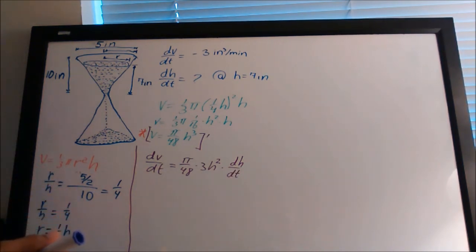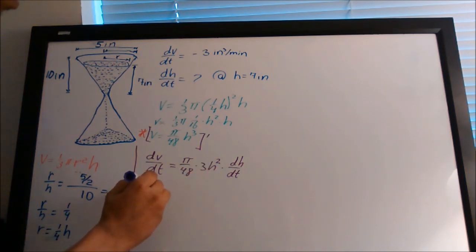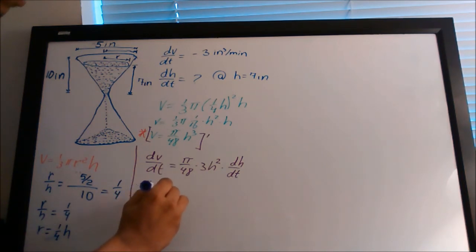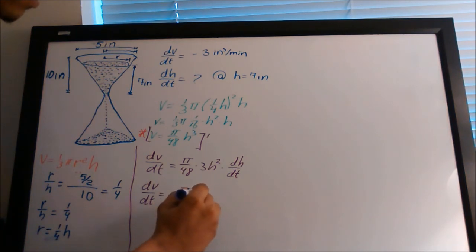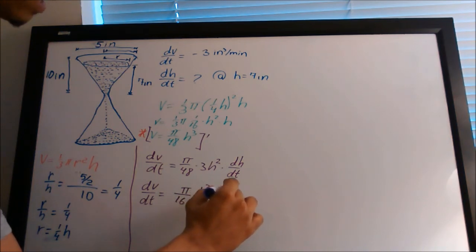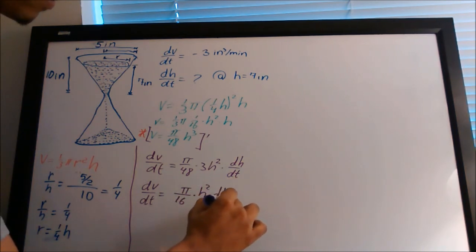Alright, so now I have this. I'm going to go ahead and simplify this: 3 over 48 simplifies to 1 over 16. So dV over dt equals pi over 16 times h squared times the derivative of the height with respect to time.